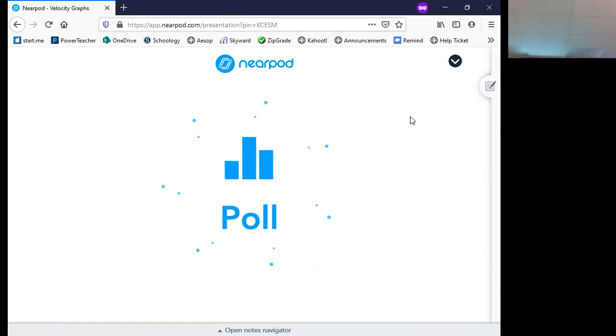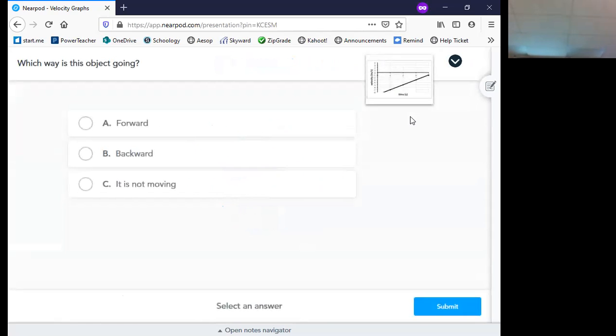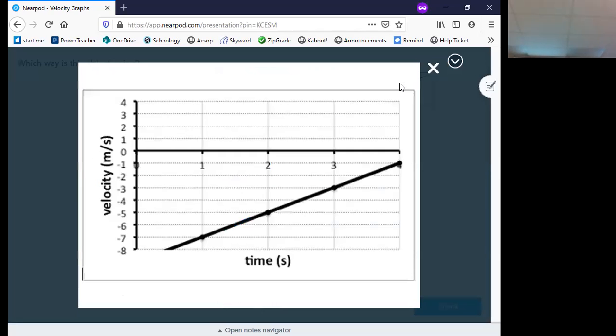First question, which way is it going? And again, you can click this if you want to see it again. But is it going forward, backward, or is it not moving?